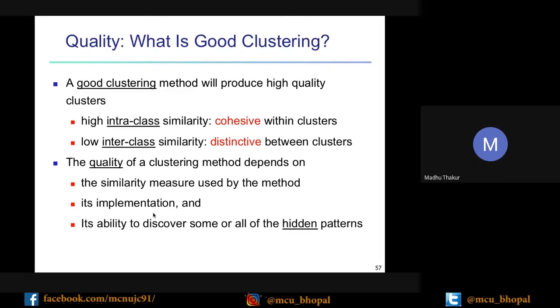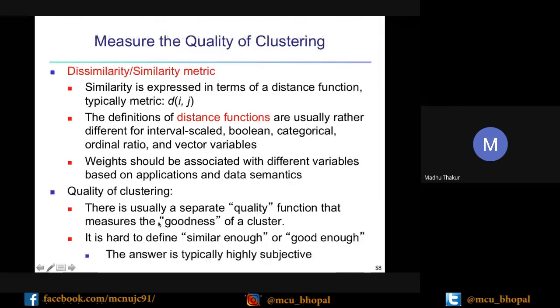The quality of a clustering method depends on the similarity measure used by the method, meaning what kind of similarity method we are going to use. Most of the time, we use a distance function for measuring similarity, along with the implementation of your model and its ability to discover some or all hidden patterns. These decide the quality of your clusters. Sometimes they are called soft clusters, hard clusters, or overlapped clusters.